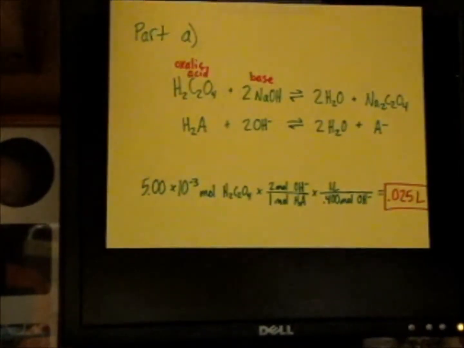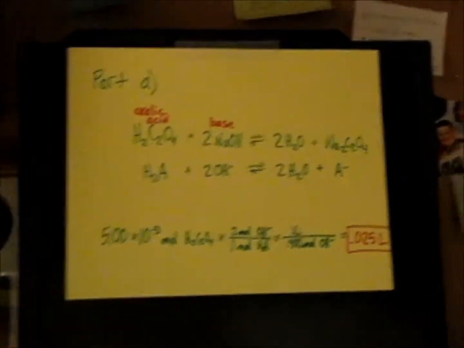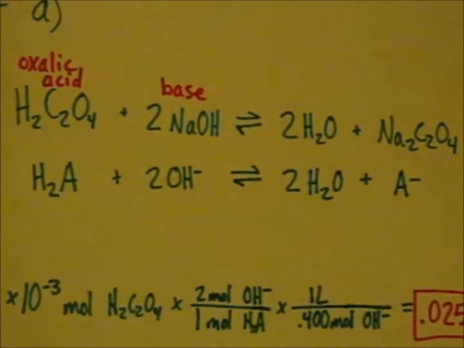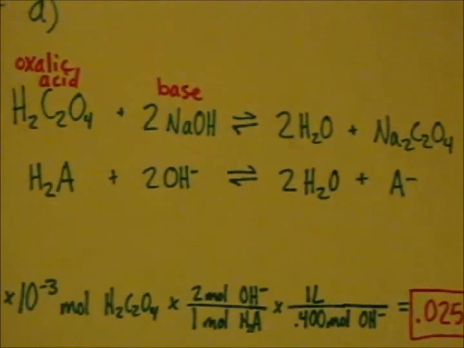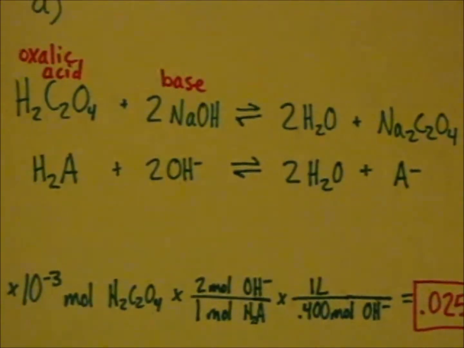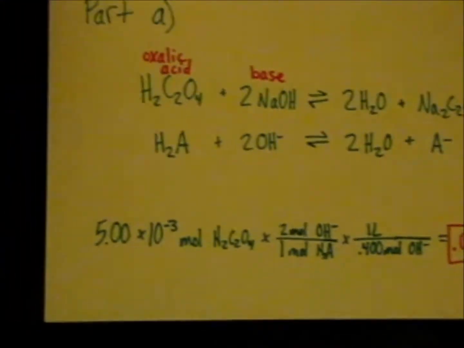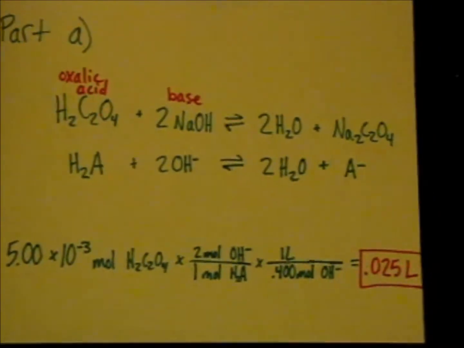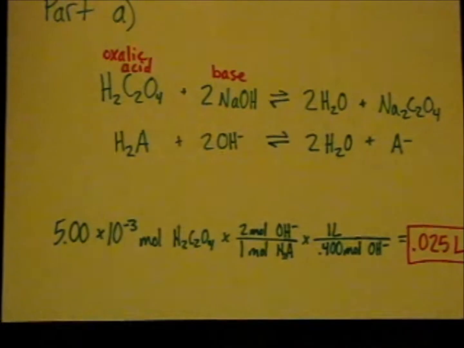The balanced chemical equation between the acid and the base is written as 1 mole of oxalic acid plus 2 moles of the sodium hydroxide produces 2 moles of water and 1 mole of sodium oxalate. The net ionic equation is shown as H2A plus 2 OH minus produces 2 waters plus 1 A minus. The H2A represents the oxalic acid because it is a weak acid, and the A minus represents the C2O4 negative 2, which is oxalate because it is the salt of the oxalic acid.